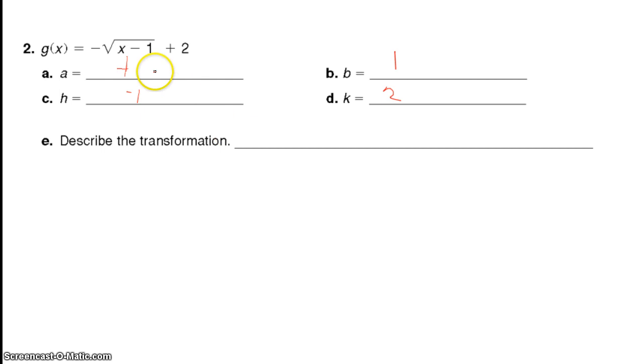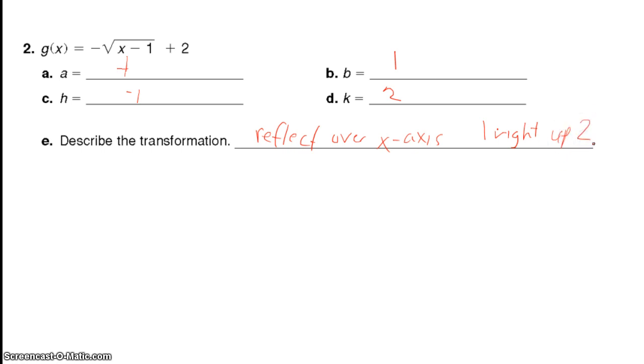So what we see is we have a reflection. Our a was less than 0, so we did reflect over the x-axis. Our b was unchanged. Our horizontal was a negative 1, so remember, we think backwards. So it being a negative 1, we had a horizontal shift to the right. So we went 1 shift to the right. And our k was a positive 2, which means we went up 2.